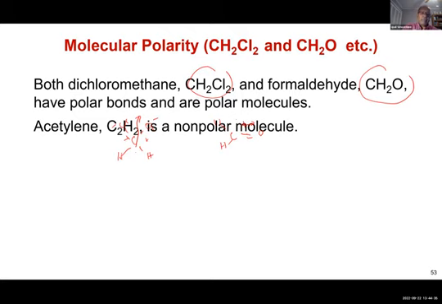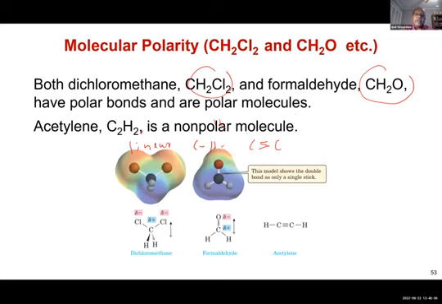Acetylene molecule is non-polar because like carbon dioxide, this has a linear shape as well as carbon hydrogen bonds are non-polar. Carbon triple bond is non-polar either. So it's a non-polar molecule regardless of the shape.